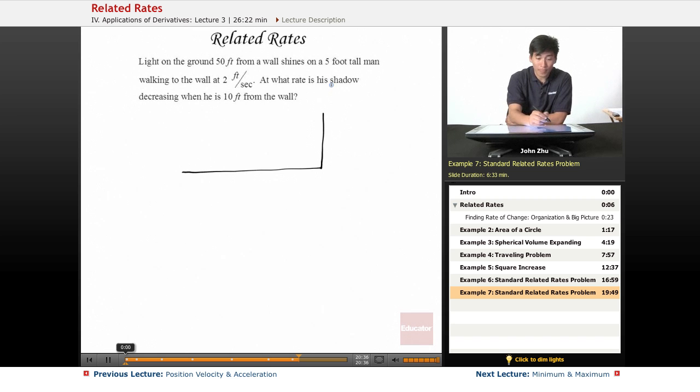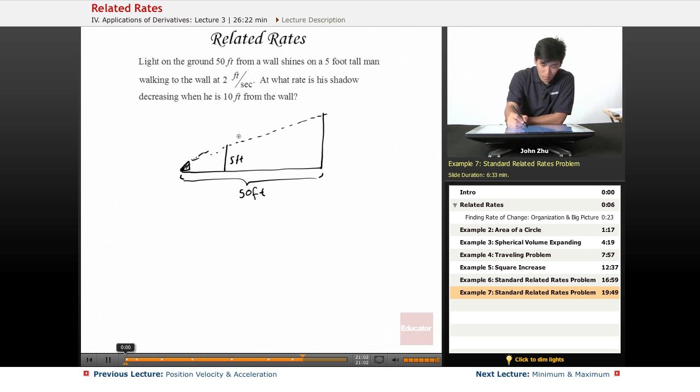Okay, so light on the ground 50 feet from a wall. So here's the light, 50 feet from the wall. So shines on a 5-foot tall man. So here's our 5-foot tall man. It shines his shadow onto the wall. Here's the wall, it's really, really tall, negligibly tall.